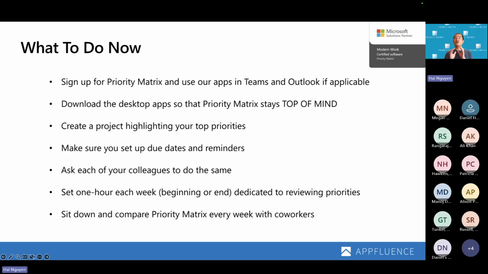Ask your colleague to also set up their Matrix and then sync up, right? And then essentially just looking at each other's Matrix is enough of a value creation that justifies using Matrix, in my opinion. And then make sure that you set 1 hour each week for yourself to review your priorities. We spend so much time working on things, and we spend so little time thinking about whether or not we should work on it. And so I want to instill that particular philosophy and mindset in you, which is spend time thinking about the work that we should do, then do that work. And then make sure that you compare Matrix with your coworkers.